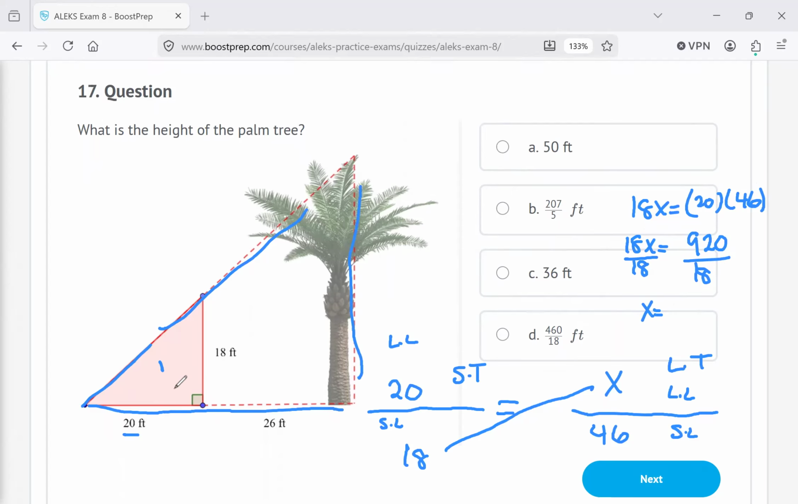did I do this right? Larger over smaller. Oh, I got this flipped, right? That's why it's off. So the larger leg would be this length, 20 plus 26, which is 46, and then the smaller leg is the length of the palm tree, which is x, right? So yeah, go ahead and cross multiply.